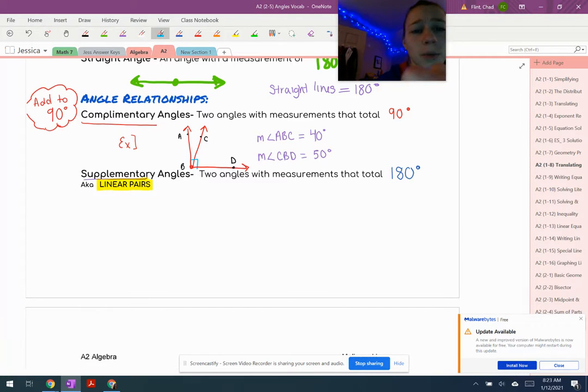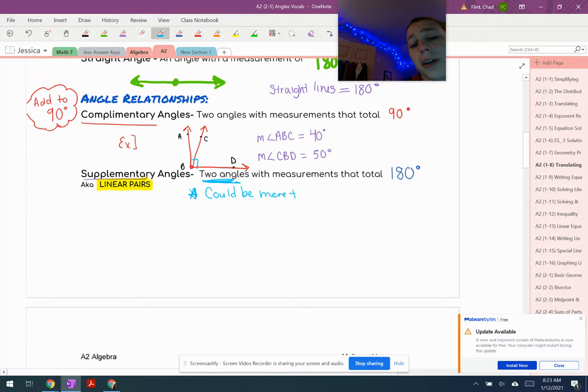I do need to make one thing clear here. It says two angles. Just make a note and let yourself know that it could be more than two, though. You could have three angles that add up to 180, and that would still count as a supplementary relationship. So let's look at an example.